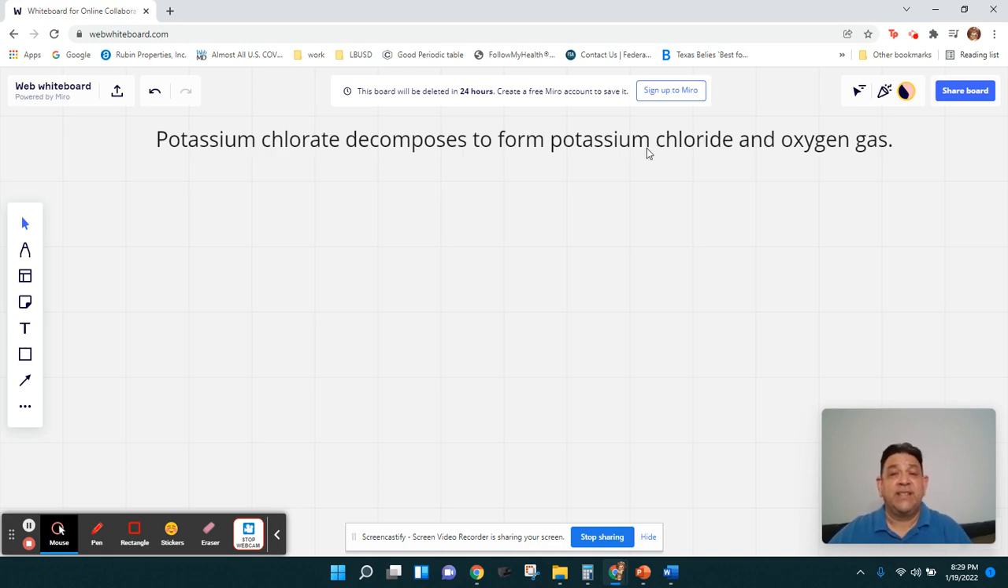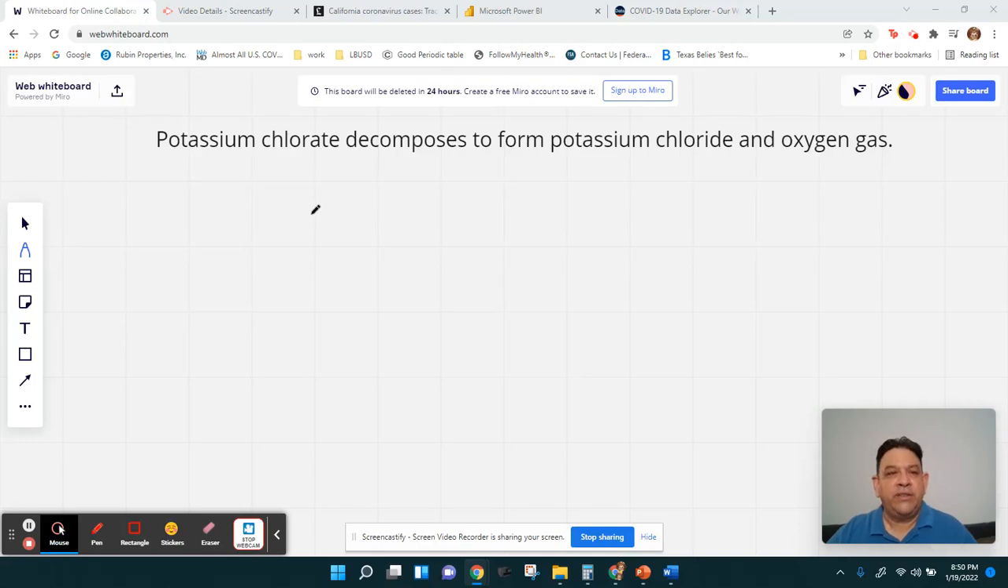Right? So this is a sentence that describes a chemical reaction. Potassium chlorate decomposes to form potassium chloride and oxygen gas. We actually saw this in one of those demos where they were sacrificing the gummy bears. Before they did that, they had to create oxygen gas by taking potassium chlorate and heating it up and having it break up into potassium chloride and oxygen. So the way we can write this is the following.